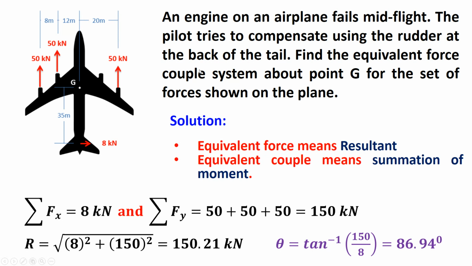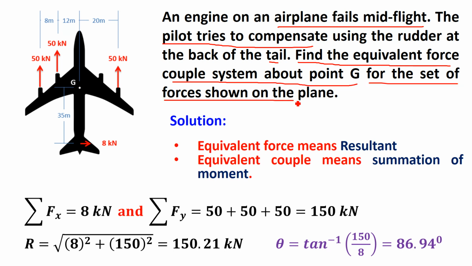So the problem is: an engine on an airplane fails mid-flight. The pilot tries to compensate using the rudder at the back of the tail. Find the equivalent force couple system about point G for the set of forces shown on the plane. So we have to find the equivalent force couple system about point G.